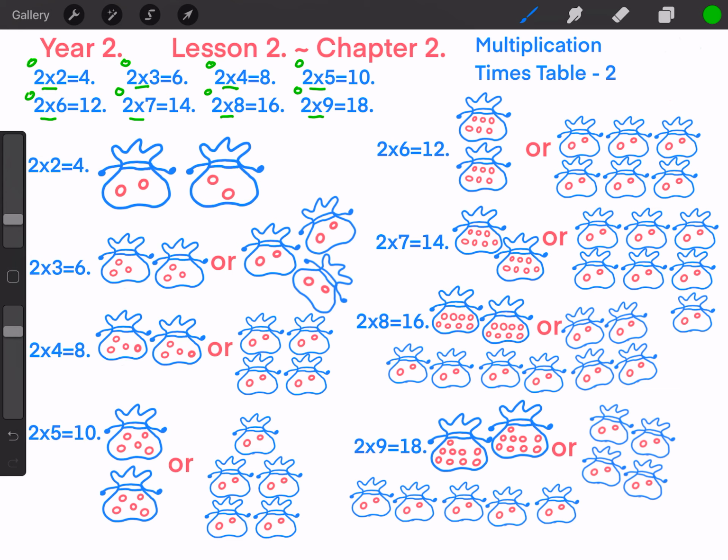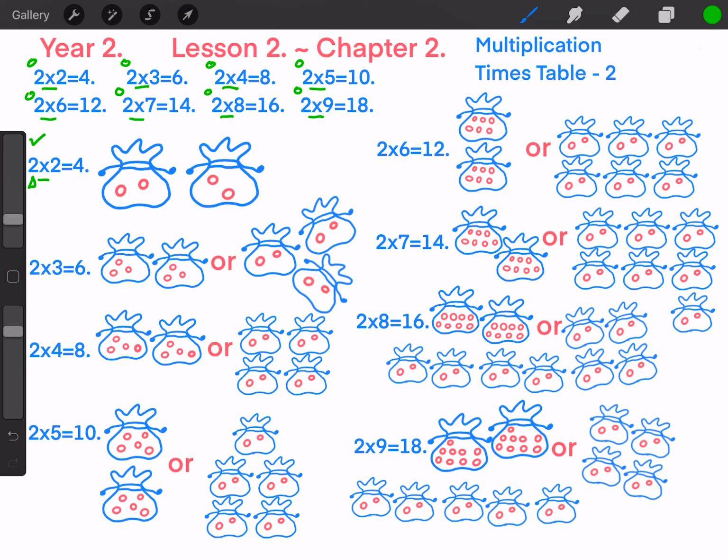Now, I would like to explain the meaning of each multiplication equation one by one. First one, 2 times 2 equals to 4. We still use marbles to help us understand this.